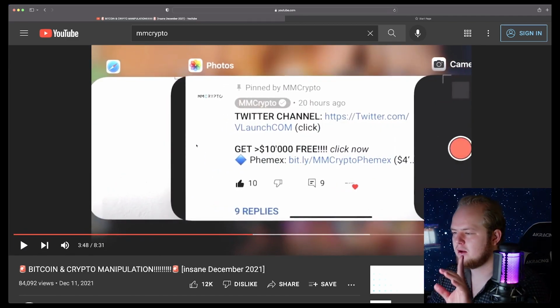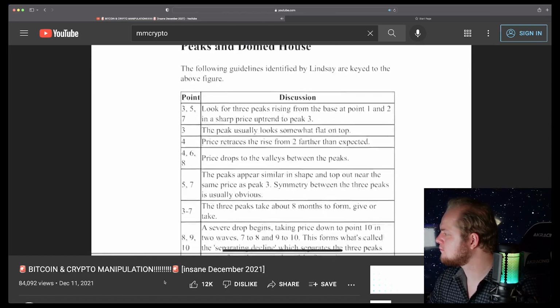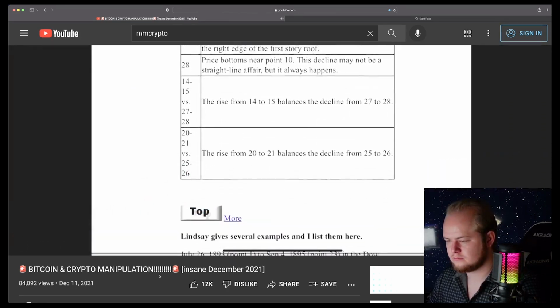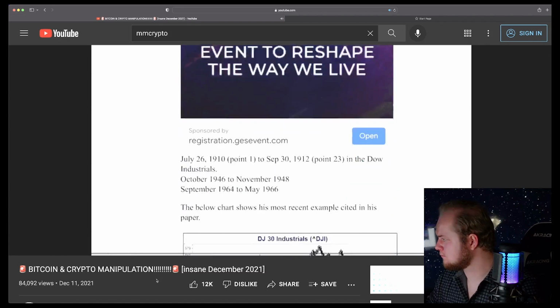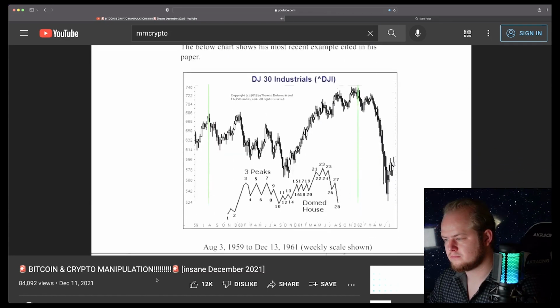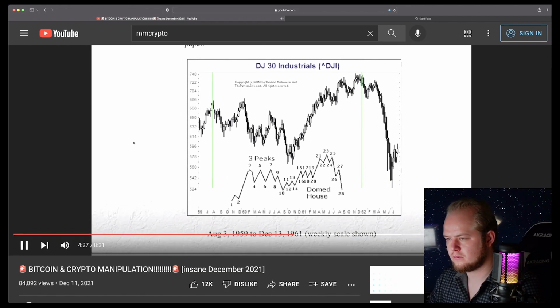And also, if I were to go over here to the website 3 peaks and domed house, you will find the exact explanation and what we can actually expect here towards the end of the pattern. Obviously, for me, it's a very interesting thing. You also find a lot of examples here in the Dow Jones Industrial.